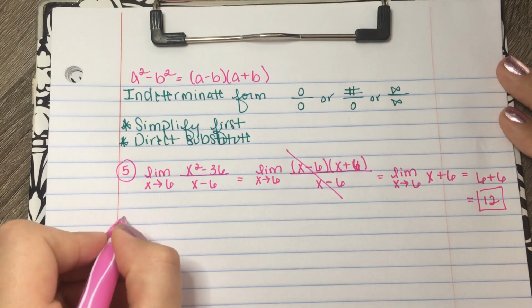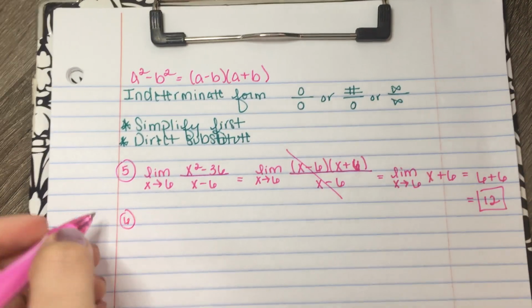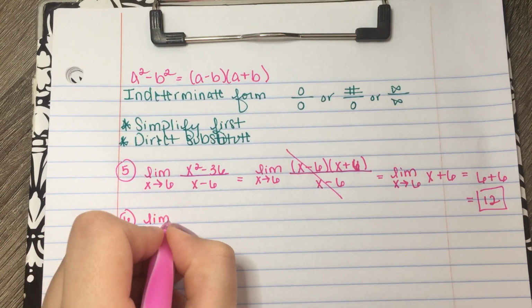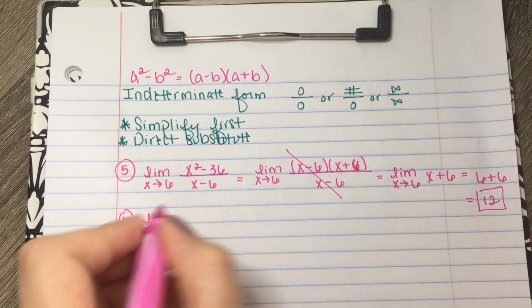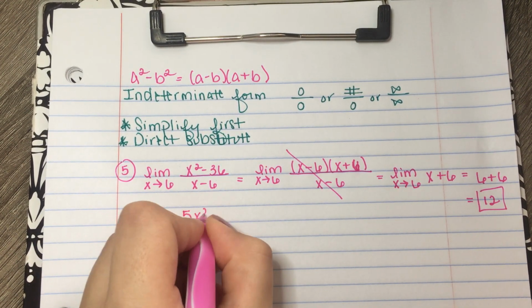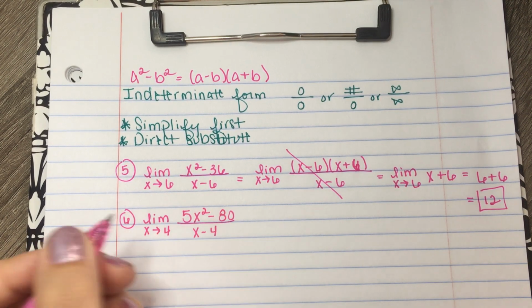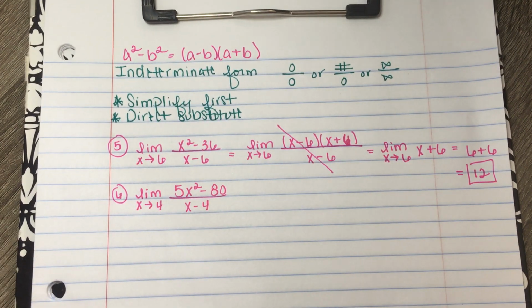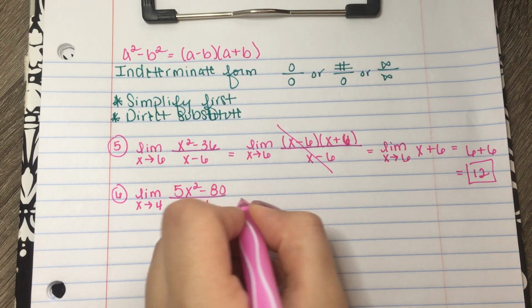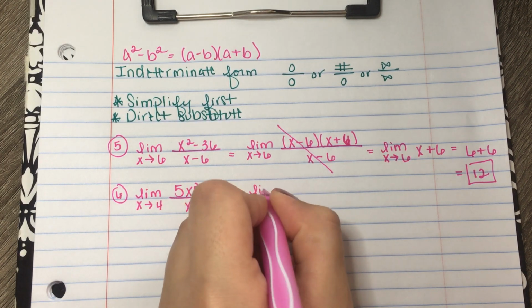All right, moving on, and we're going to take a look at number 6. We're going to have the limit as x approaches 4 of 5x squared minus 80 over x minus 4. Okay, start with the first tool in our tool belt, direct substitution, see if you can get an answer, and I can already see I'm going to have 0 in the denominator. That's our indeterminate form, which means I need to do some simplifying, and I can definitely simplify here by factoring.